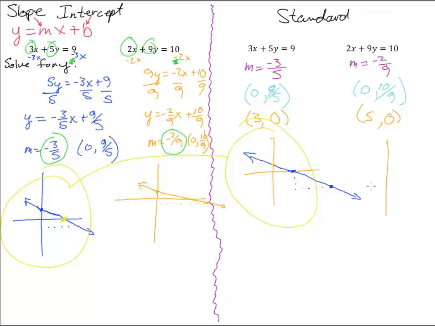If we were to graph, instead of 0, 10/9, if we graph 5, 0, and then had negative 2/9, I'm going to run off the screen. I think I'll go up 2, and then backwards 9. 4, 5, 6, 7, 8, 9. Good. And there we have it. Same line as what we had before. This right out here is 0, 5. Let's try a couple more.